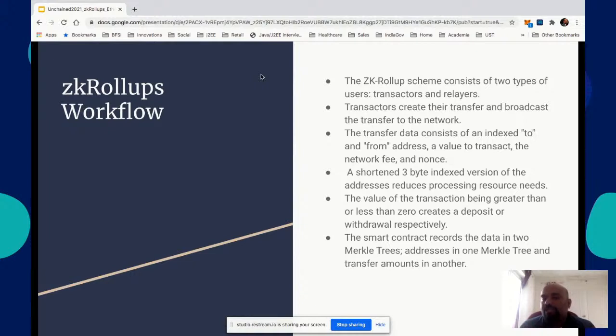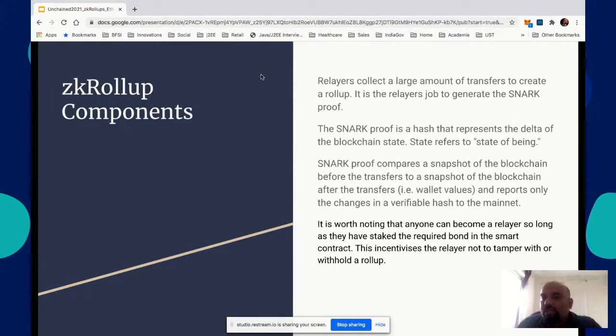So as we said, there are two Merkle trees, the address Merkle tree and the balance Merkle tree. There are two types of users, transactors and relays. Relays relay the information, transactors do the transactions. And what do relays do? Relays collect all this transfer information and they create the roll-up. So the transactors create transactions, and relays relay this information to generate the snark proof. So the relays are the proof generators. They roll up the transactions into a snark proof.